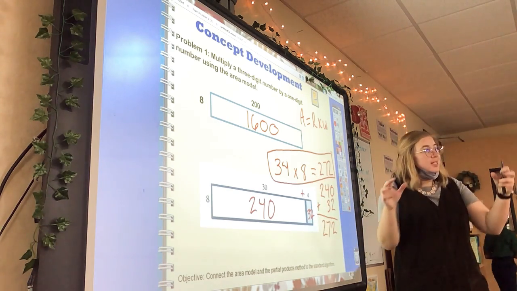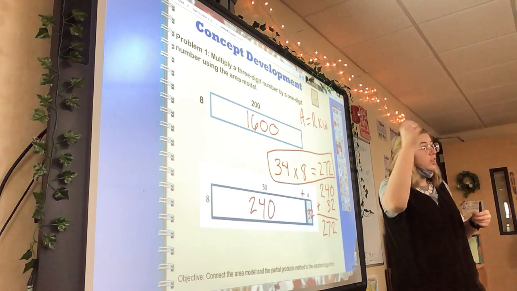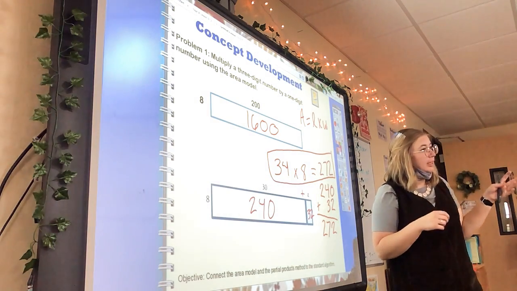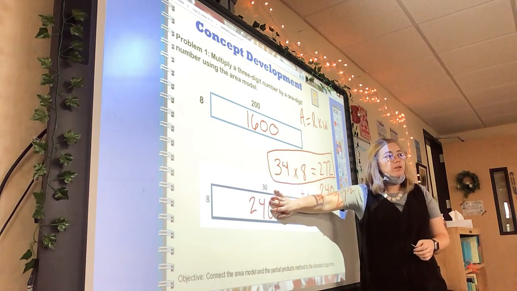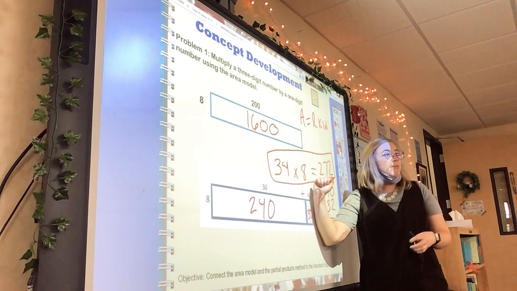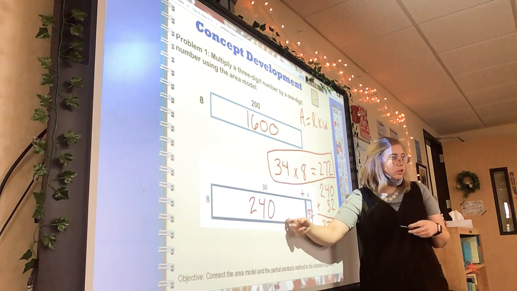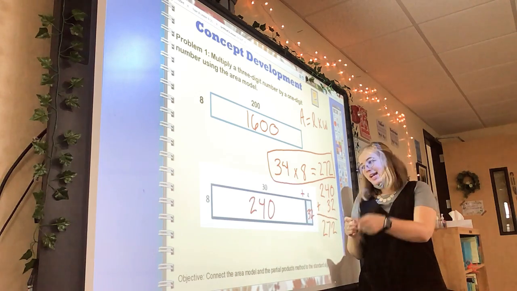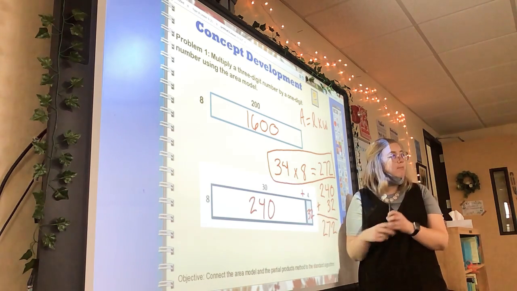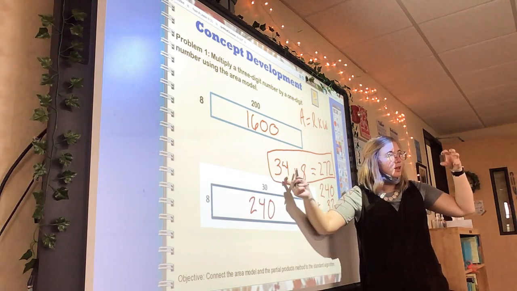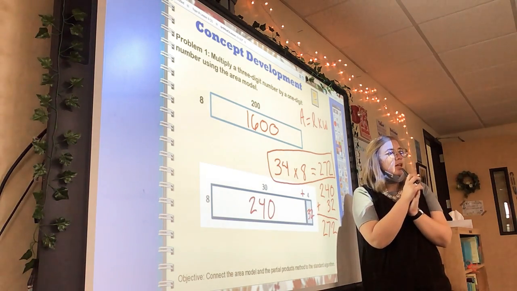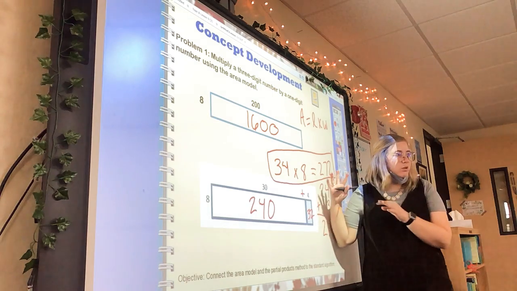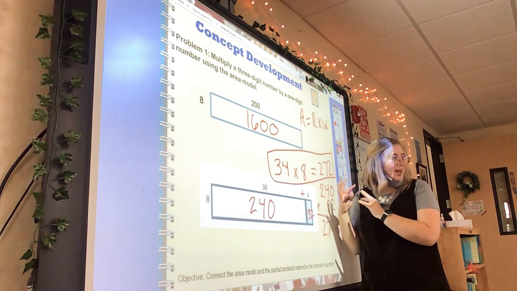So I can split 34 up into 30 and 4. That's all that's going on up there, I'm putting it in expanded form. Then I can split it up and do 8 times 30, which is 240, and then 8 times 4, which is 32. So I multiply the two parts of 34 by 8 and then put them together. It'll probably make sense in the next one too, so just wait on that, okay?